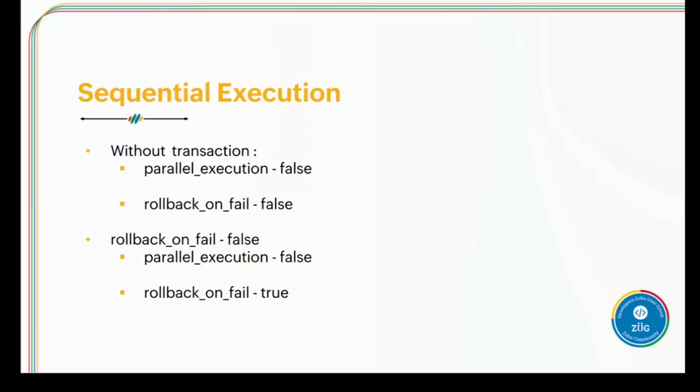Again, in sequential execution with transaction, you give rollback on fail as true. So in this case, only when all the sub requests succeed will the composite API execute in a single transaction. Even if one or more sub requests fail, the entire request will be rolled back. So this is about sequential execution.